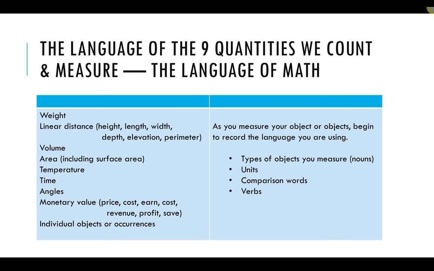All right. Let's talk about the 9 quantities. We've measured weights of strawberries. We've measured linear distance of my shelves. We've introduced volume both as fractions and as decimals. We did area of the calendar pages. We haven't met temperature yet. We met time, hundredths of a second, halves and fourths of an hour. We met angles of a circle. We've met money, and individual objects or occurrences. We count those all the time.